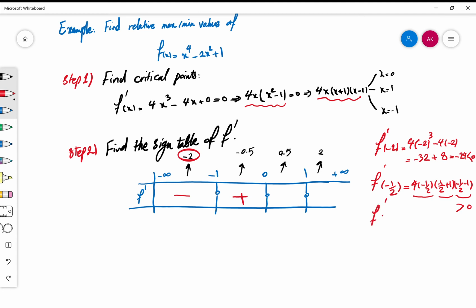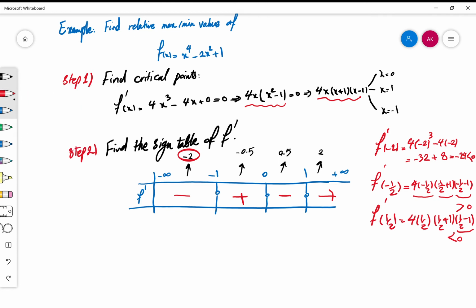F prime at half will give me 4 times half, half plus 1, half minus 1. So this is a positive number, this is positive, this is negative. So you multiply, you get a negative number. So this will be negative. And at 2, you will get a positive number. That's also clear with the computation. Okay, that's step 2.